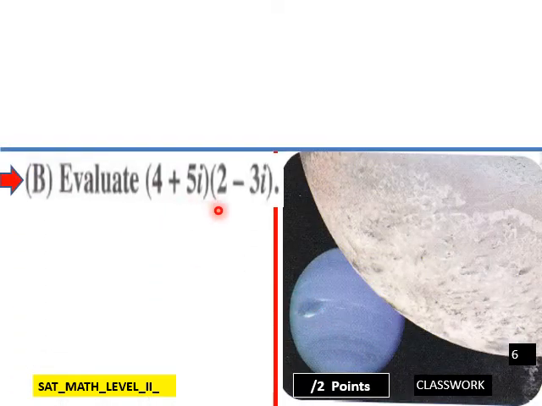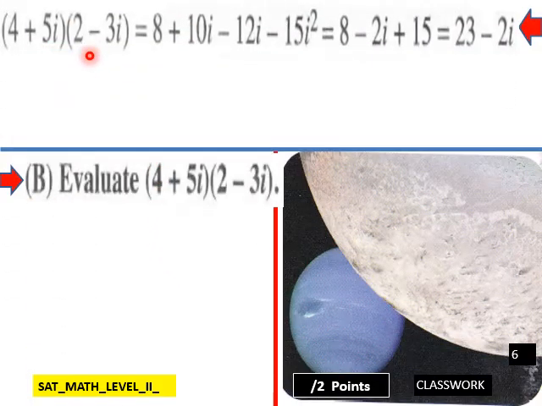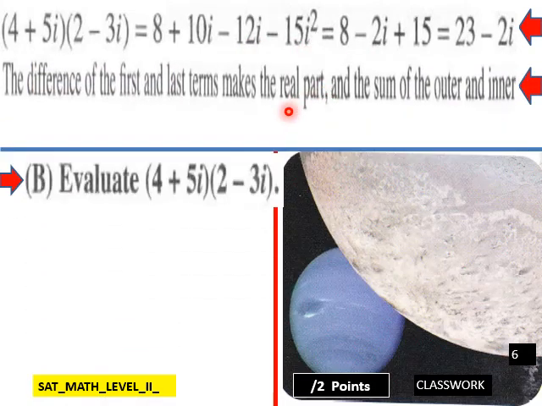Evaluate 4 plus 5i multiplied by 2 minus 3i. So 4 plus 5i multiplied by 2 minus 3i will equal 8 plus 10i minus 12i minus 15i squared. When we combine similar terms, it will be 8 minus 2i, so 8 minus 2i plus 15 will equal 23 minus 2i. So minus 15i squared, 8 minus 2i, this will be 2i, then 15i here.